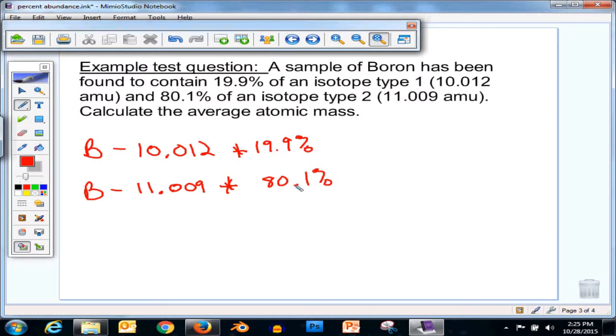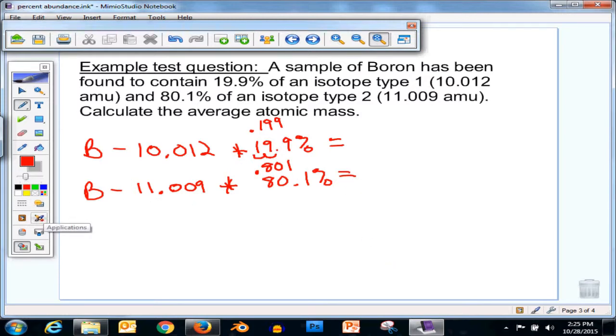To do this calculation, we're going to multiply those. But if you remember from your math classes, we really don't want to multiply times a percent. We want to convert our percentages to decimals. So when we do that, we divide by 100, and we get 0.199. Down here we would get 0.801. So don't forget, we want to convert it to a decimal before we multiply it.